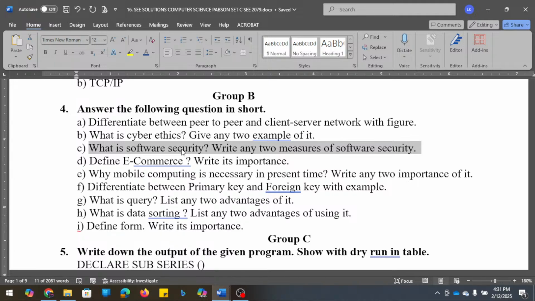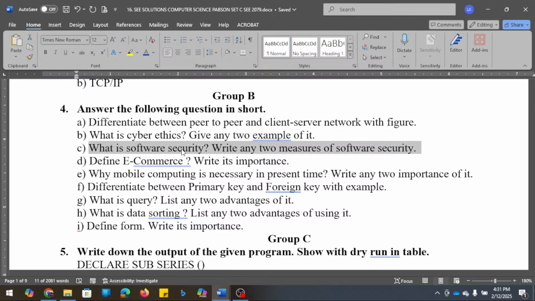So why is mobile computing actually needed? Not only that, it is also helpful to promote businesses, to sell and buy products without being present at a particular location. So that is also a benefit of mobile computing. Differentiate between primary key and foreign key with example.